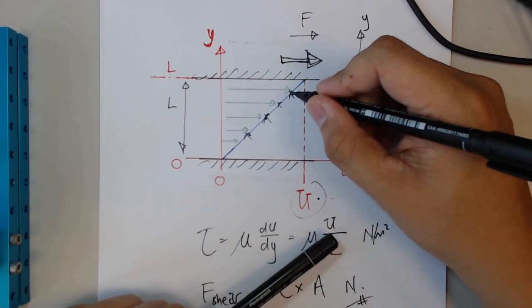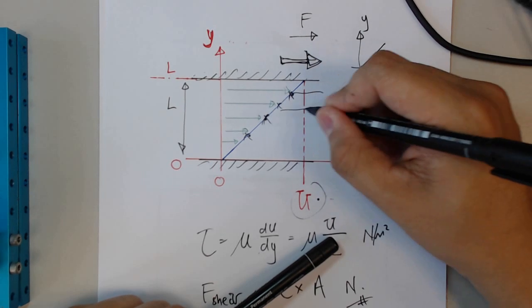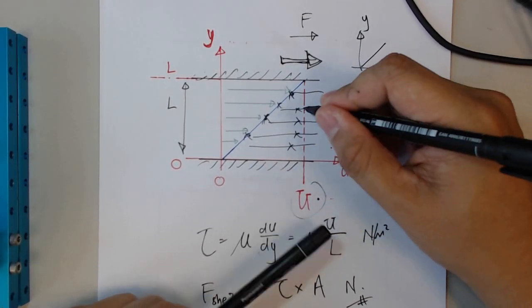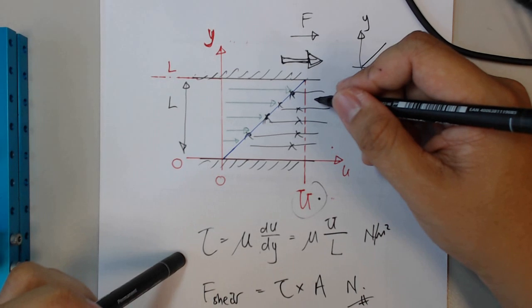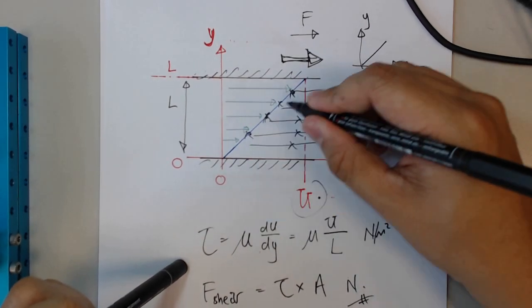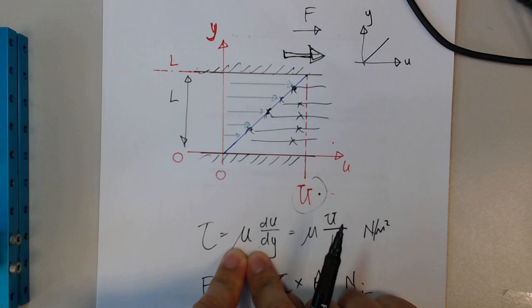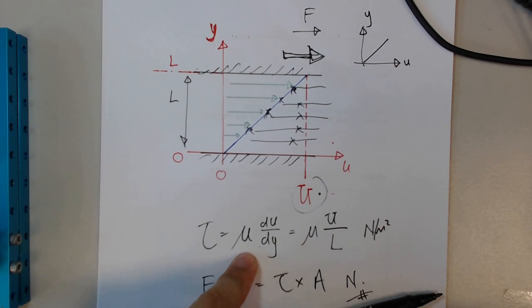So what does this mean? It means that at any fluid layer, no matter which layer you are looking at, the shear stress is always the same value, because this line has a constant gradient, and the dynamic viscosity doesn't change as well. So this whole thing will always be constant.